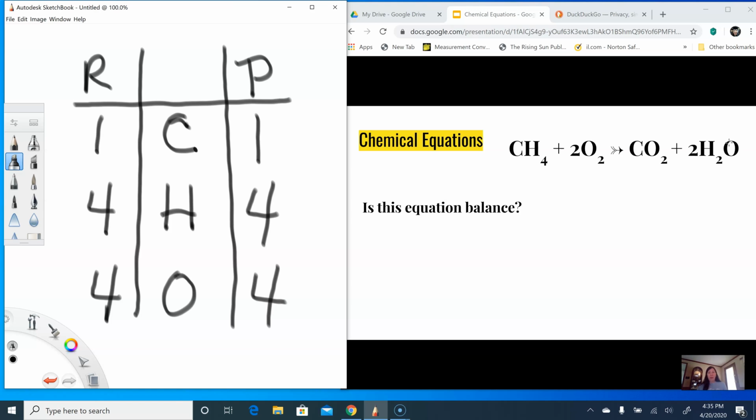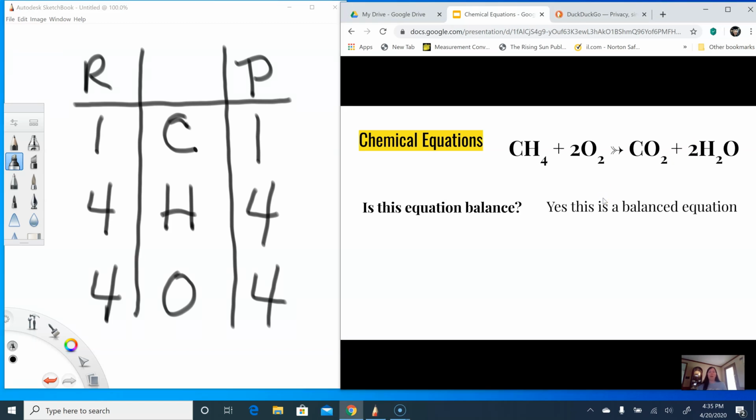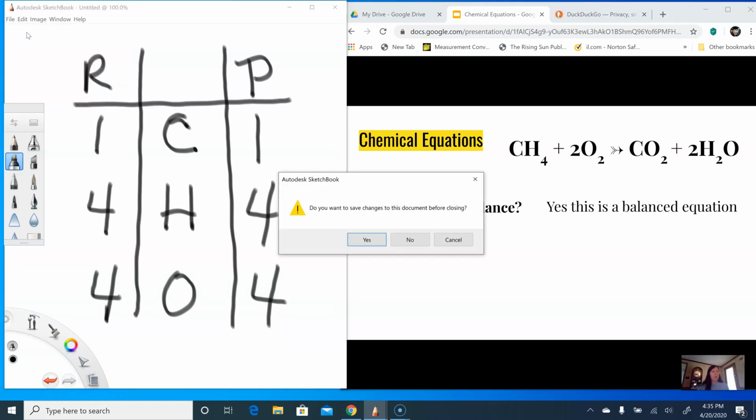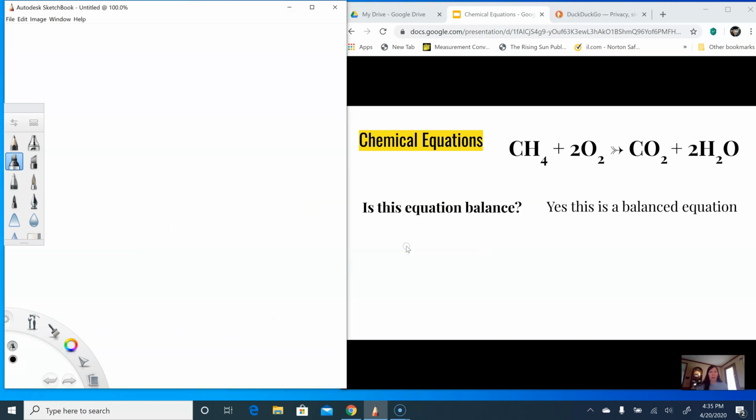So when we look at our chart this time, we see that our carbon's balanced on either side, our hydrogen's balanced, and also our oxygen. So do we have a balanced equation here? Yes. This one is definitely balanced. And I gave you that one to show you the difference. Okay. All right, let's try another one.